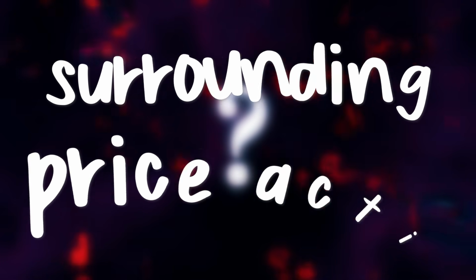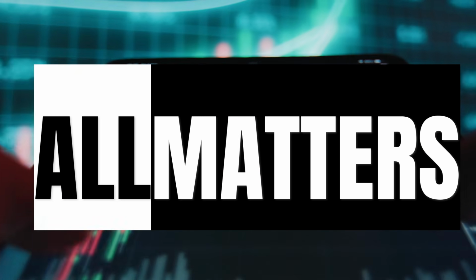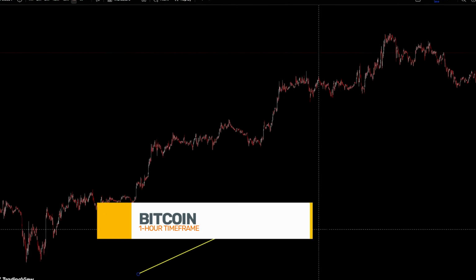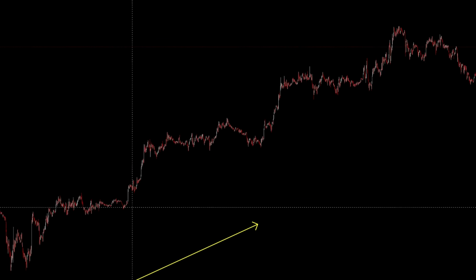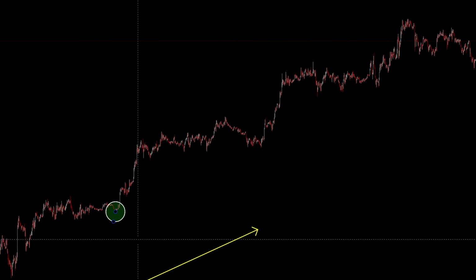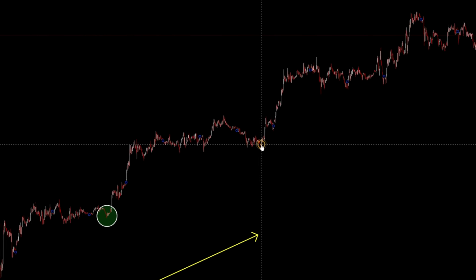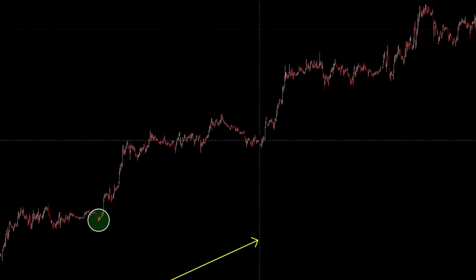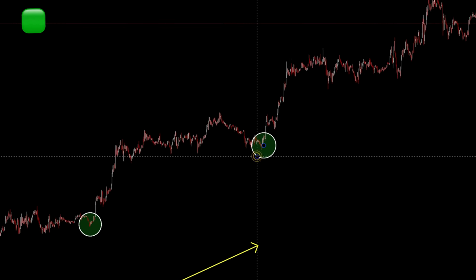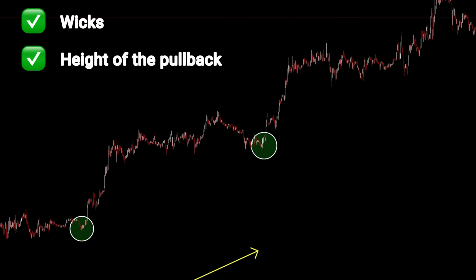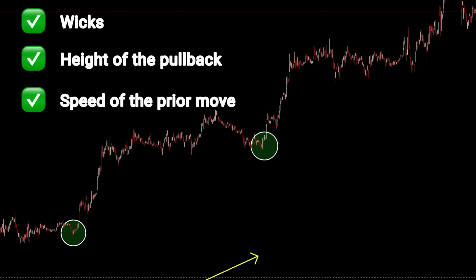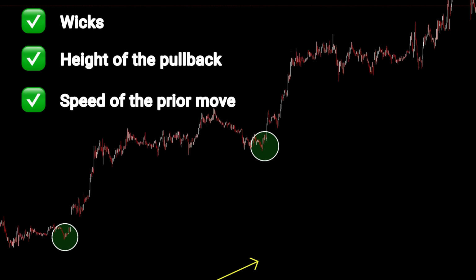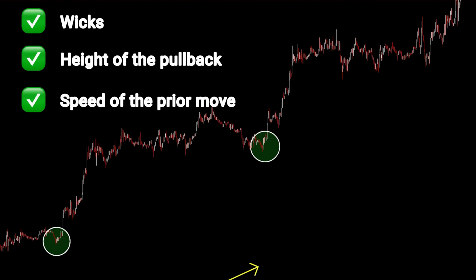That's the problem. It's not the pullback itself, it's the context: candle size, wick length, prior momentum, surrounding price action. All of it matters. Check this 1 hour Bitcoin chart. Price pushes up, then drops slightly. Some retests hit a level and bounce back strongly. Others barely move before reversing. Watch the candle wicks, the height of the pullback and the speed of the prior move. The first candle after the pullback often tells you more than the next few combined.